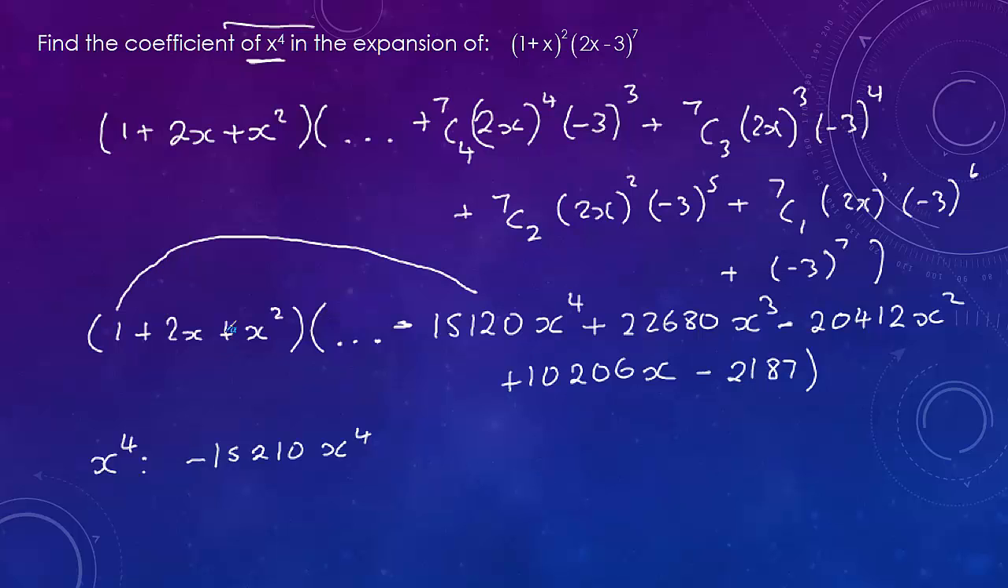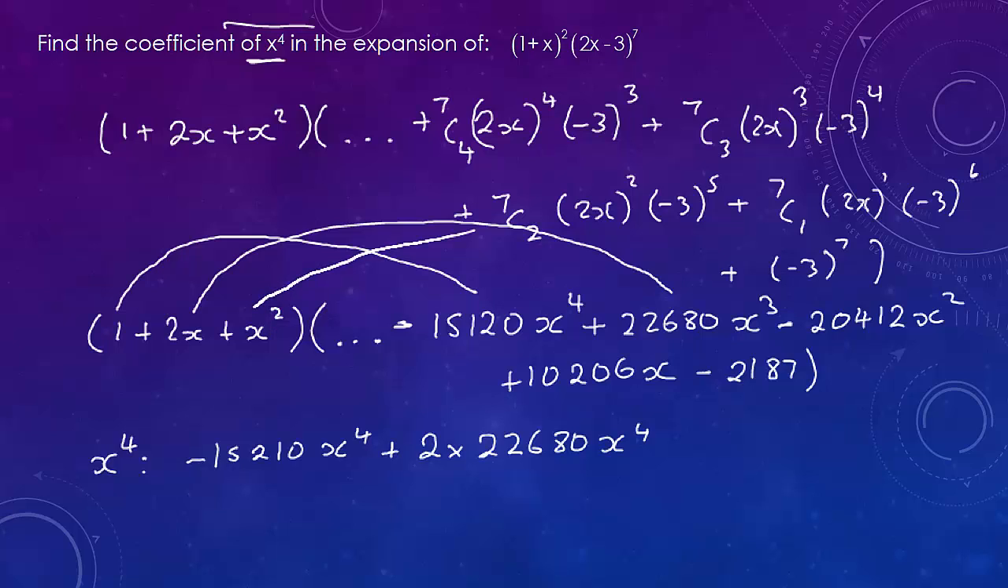What else would give us an x to the 4? Well, this one would give us an x to the 4. So we're going to have twice 22680 x to the 4. And the other thing that would give us an x to the 4 is that one just there. So take away 20412 x to the 4. So we didn't actually need these two terms, just like we didn't need the ones at the beginning. And spotting that can save you work.